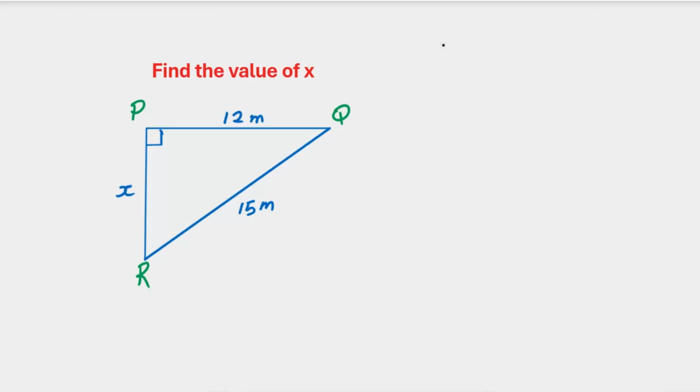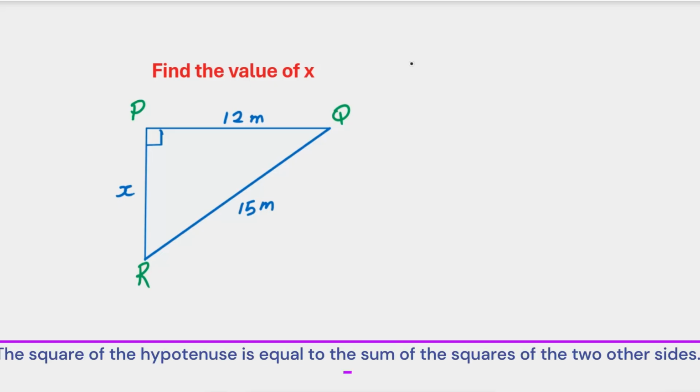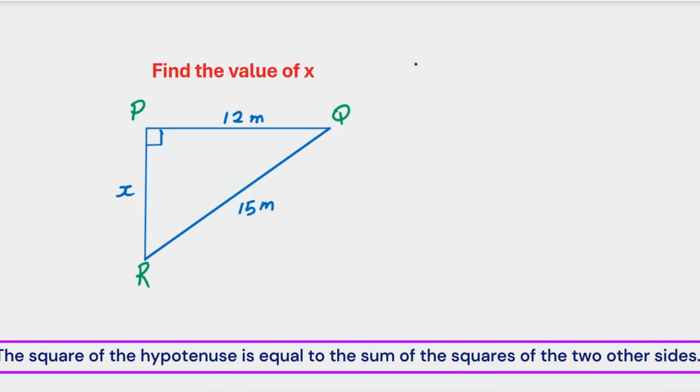So let me state the Pythagoras theorem here. The Pythagoras theorem states that the square of the hypotenuse, that's going to be QR squared. So we have QR, that's the hypotenuse, is equal to the sum of the squares of the two other sides. So these are the two other sides. So we're going to get PQ squared plus PR squared.